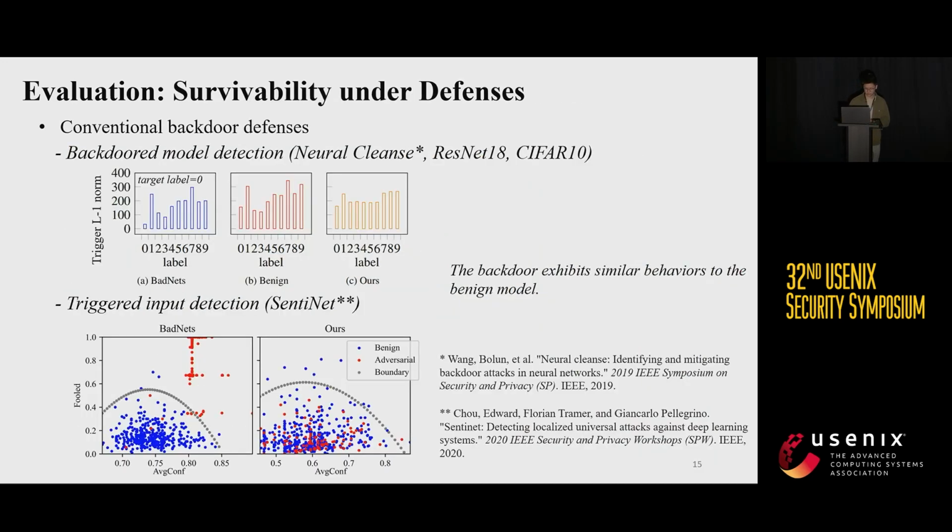Here we consider evaluating the survivability of the backdoor. We consider conventional backdoor defenses. Here are two examples, Neural Cleanse and STRIP, to detect the backdoored model and the trigger input. It turns out that the backdoored model exhibits similar behaviors to the benign model. It means that these defenses cannot tell the difference between the backdoored model and the benign model.